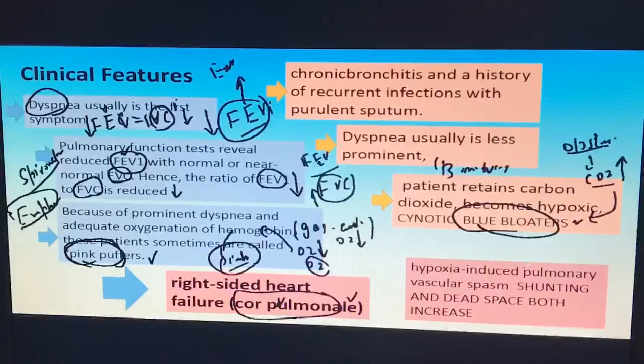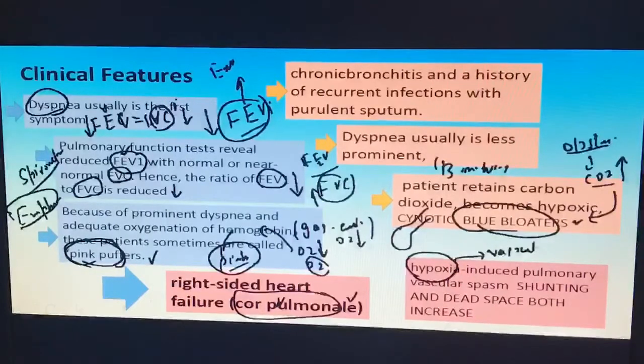So what happens? Why does lung disease lead to heart failure? We try to understand. What happens inside the lung? Hypoxia occurs because there is no oxygenation. If the alveoli or bronchi are affected, gas exchange is not good. So, due to hypoxia, what happens with the vessel?